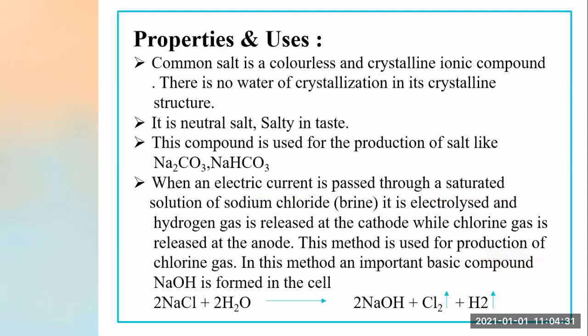So common salt, that is sodium chloride. Now see students, properties and uses. Common salt is a colorless and crystalline ionic compound. Now I'll explain the first line. Can you see the color of common salt? No. Hence common salt is what? Colorless. And it is a crystalline ionic compound.